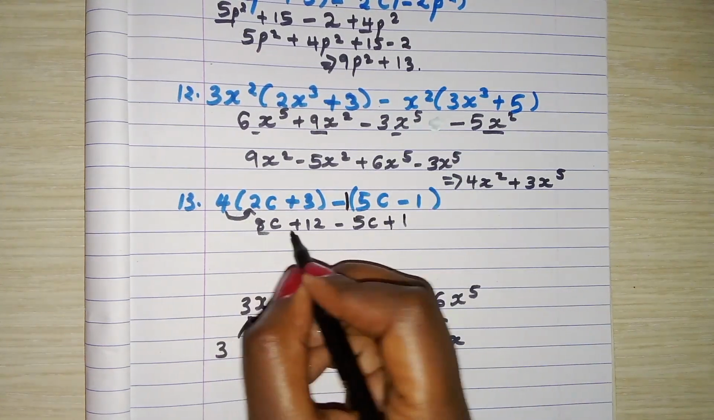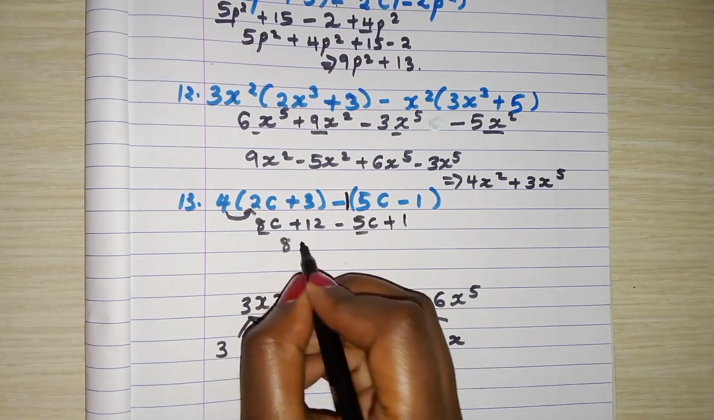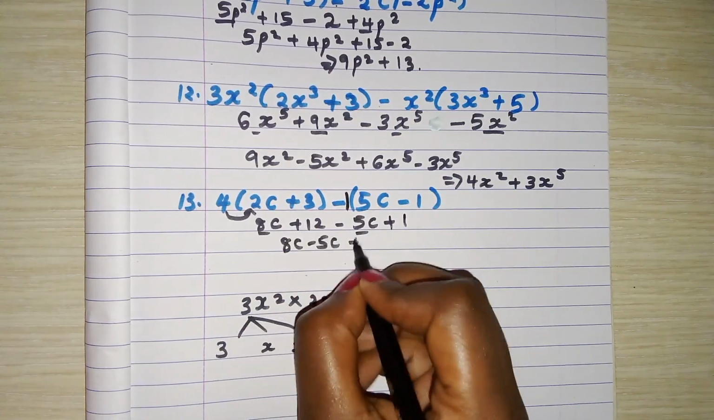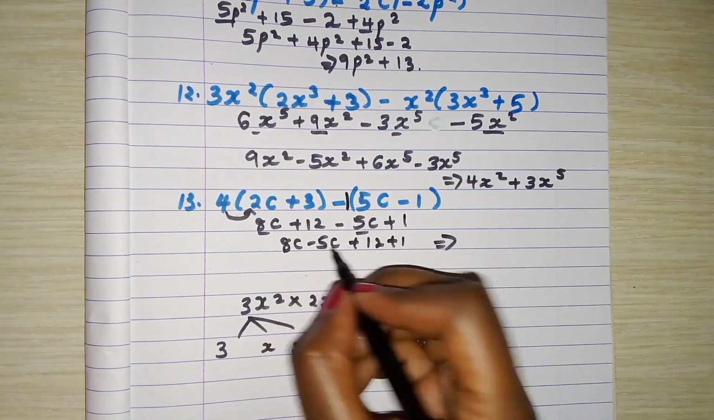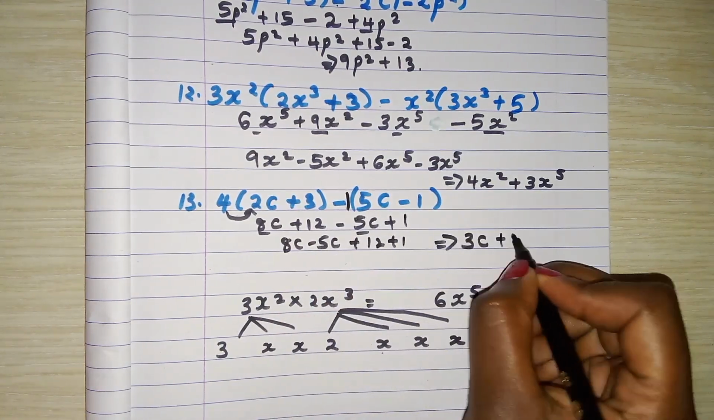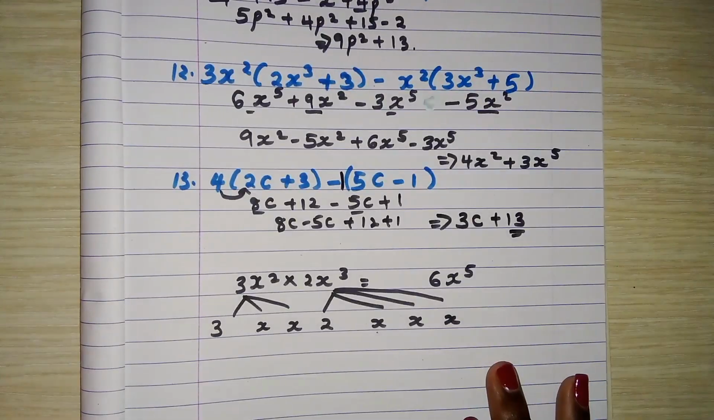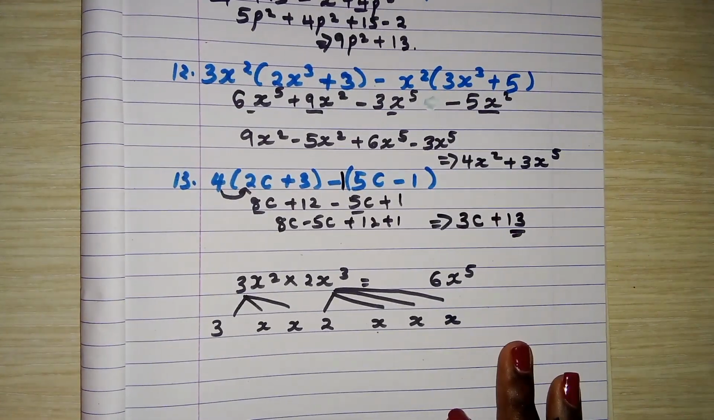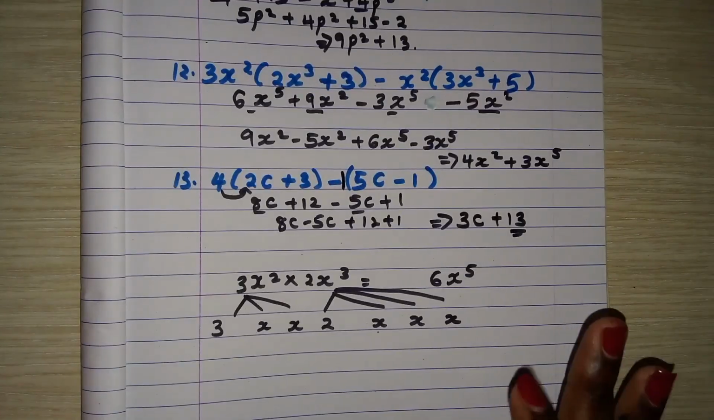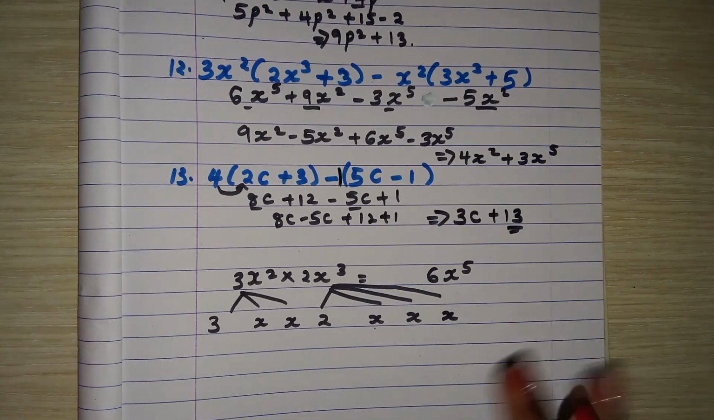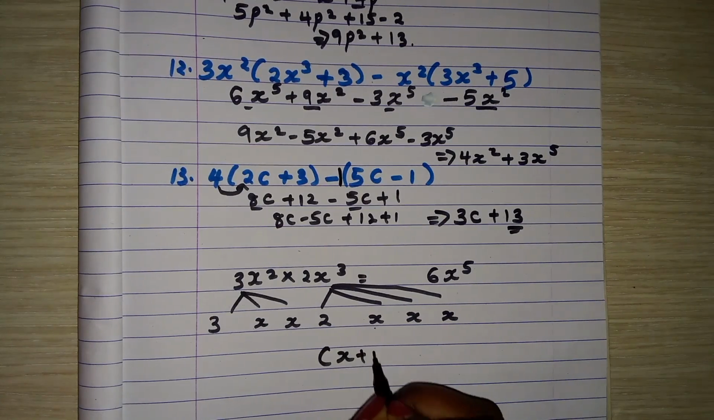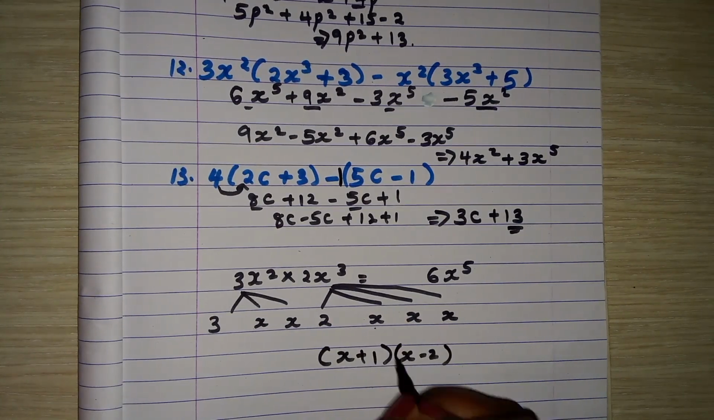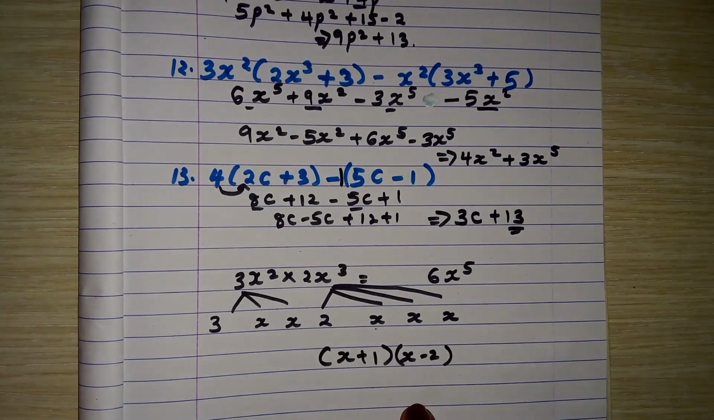Like terms together, we have 8c minus 5c and plus 12 plus 1. This is 8c minus 5c is 3c, plus 13. And that marks the end of our beautiful lesson today on expansion. The next video will be expansion on two brackets, so let's say like x plus 1, x minus 2. We'll cover this in the next video.